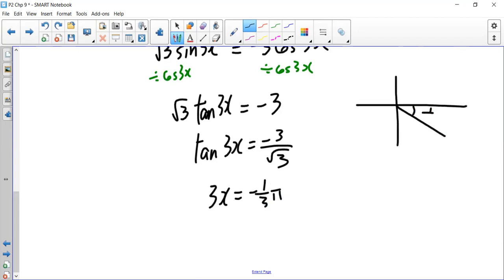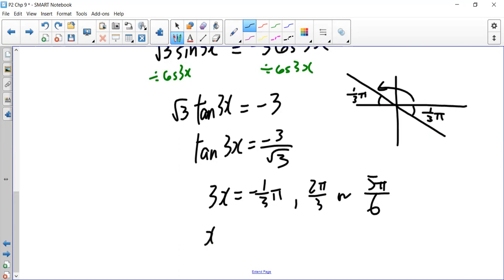Be careful with it because you might need a class diagram. The other answers that tan is negative are here. So negative a third pi, if you go in here, that's pi minus a third pi, which is 2 pi over 3, or 2 pi minus a third pi, which is 5 pi over 6. If I divide everything by 3, then x equals negative pi over 9, 2 pi over 9, or 5 pi over 18.